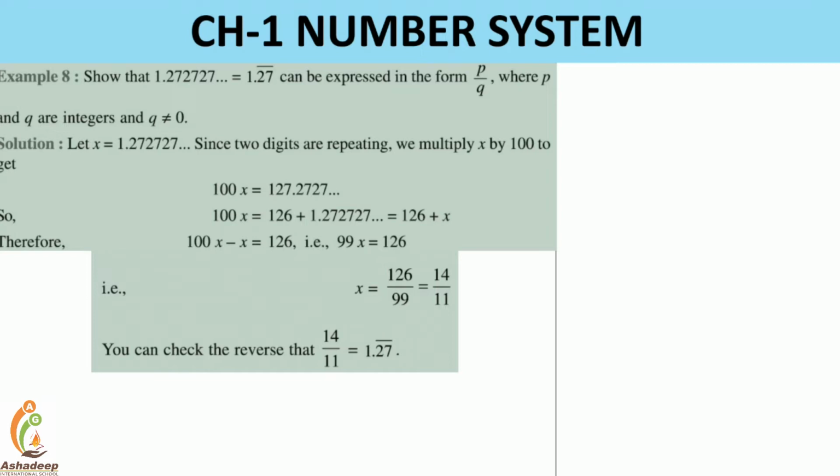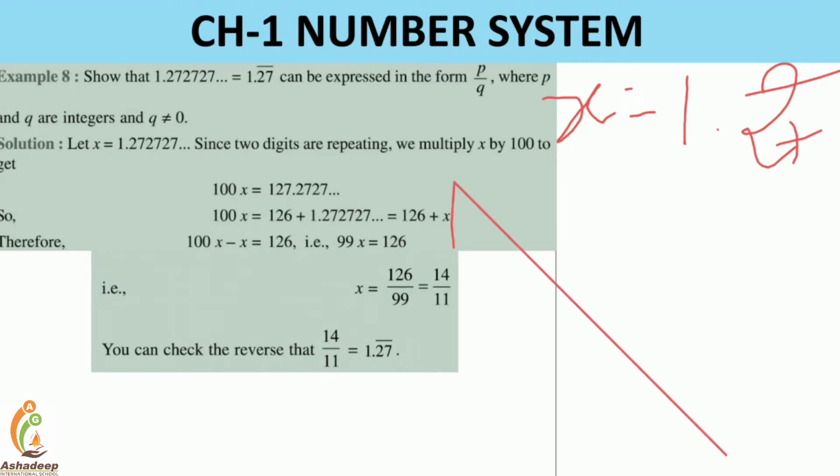I hope you get this one. Once again, let me repeat it for you. See here, two numbers are repeated, and that is why x is equal to 1.27 bar. So multiply it with 100.